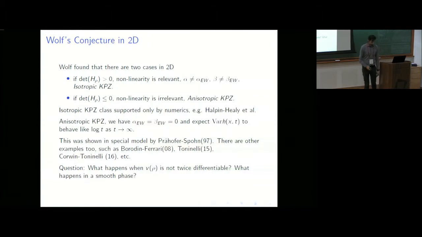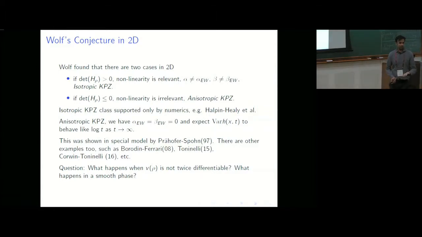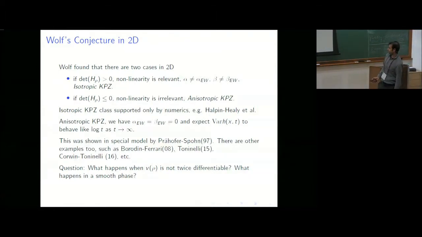Okay, so our question is actually quite simple. Our question was, this Hessian that you've got relies on V being twice differentiable, right? Because if you want to take the Hessian, you need two derivatives. So we were wondering what happens when V of rho is not twice differentiable.